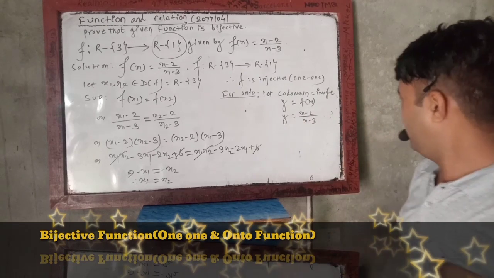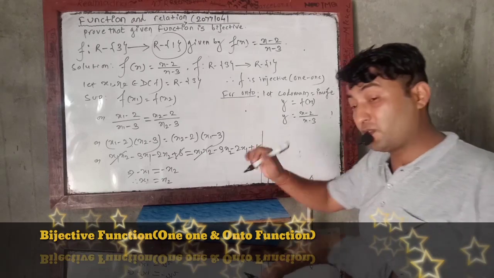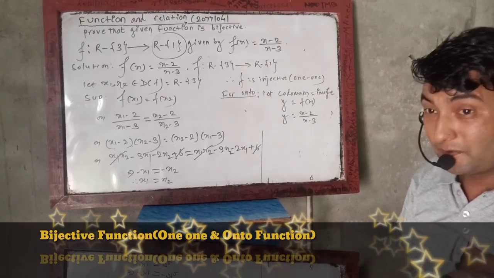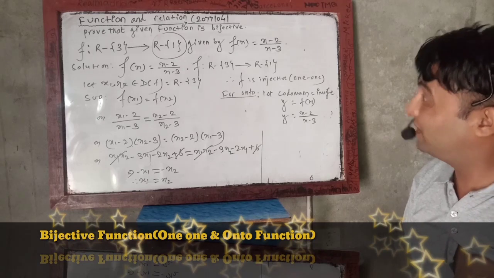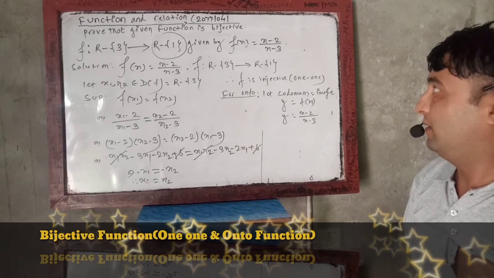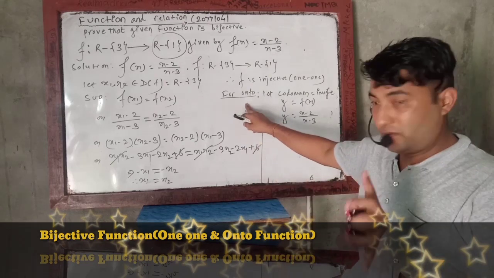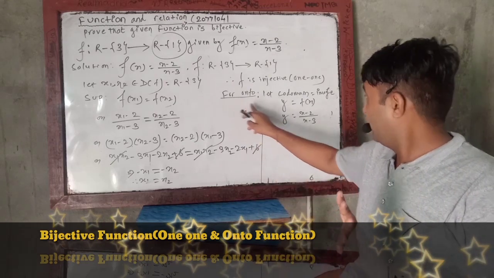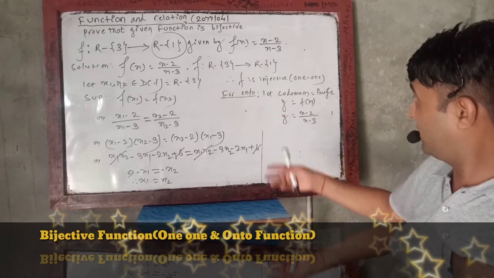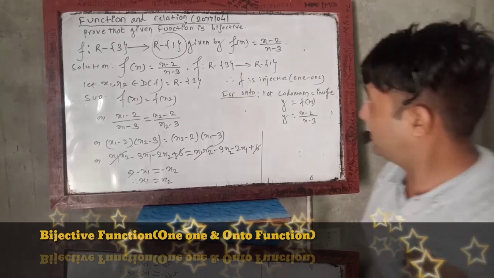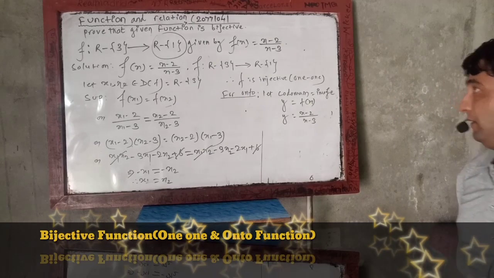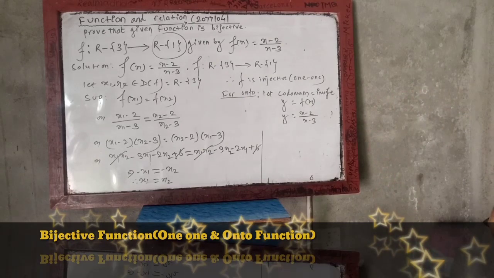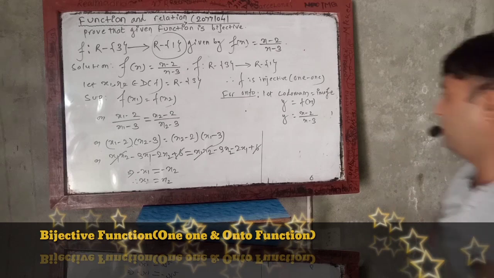Now we solve for x from here. We are searching for this x. What kind of x will you get here finally? This function must be onto. We need to get such type of x which must belong to this set, R minus 3. The value of x cannot be 3.